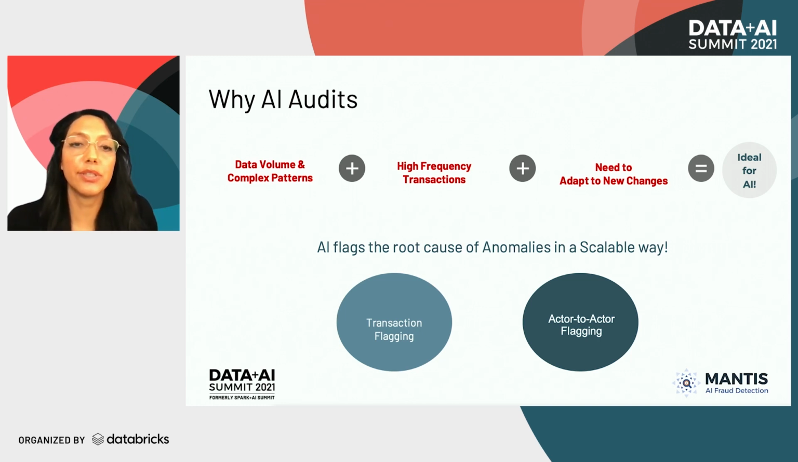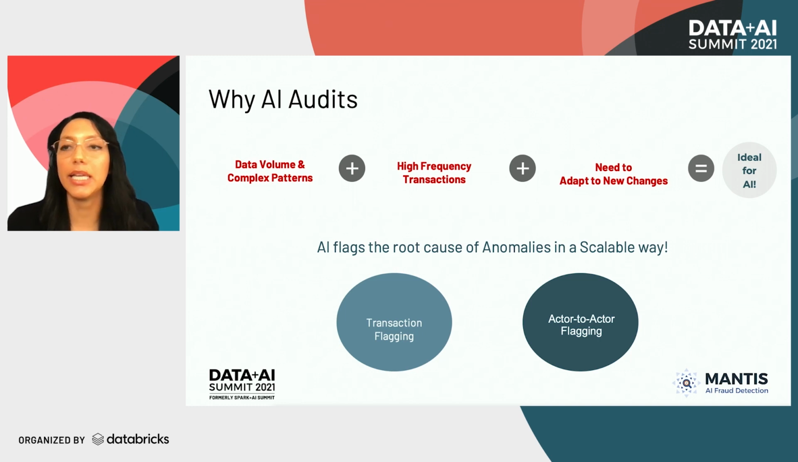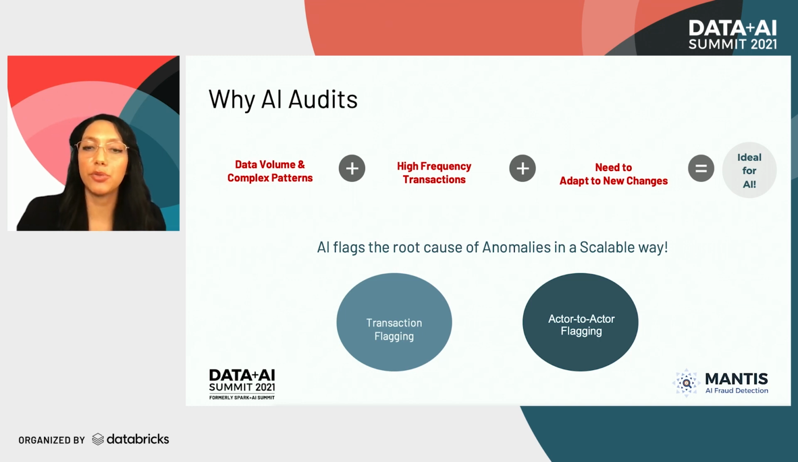So in this solution, you'll see how we can use automated audits to flag 2 important things. First is, of course, individual transactions. For example, individual invoice line items that might be deviating from the expected norm. But what's also important to look at is the collusion between actors, or being able to have actor-to-actor flagging. This is important because we know fraud doesn't occur in isolation, and we need to catch this collusion between actors. In the healthcare example, this might be between patients and pharmacies and doctors.